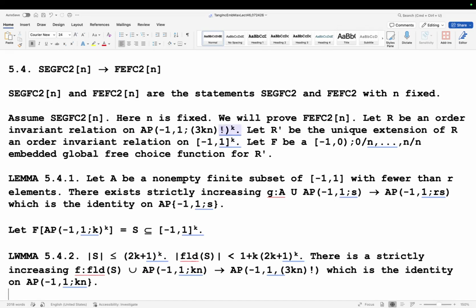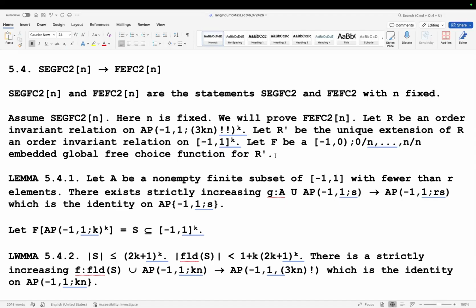And sorry, this is not right. This would be double factorial. We extend it, we can pretend that this order invariant relation is actually on the whole space here, right? And then we let F be a blah embedded global free choice function for R prime. That's what the original infinite statement says. And now we want to build some controlled finite pieces of it, right?